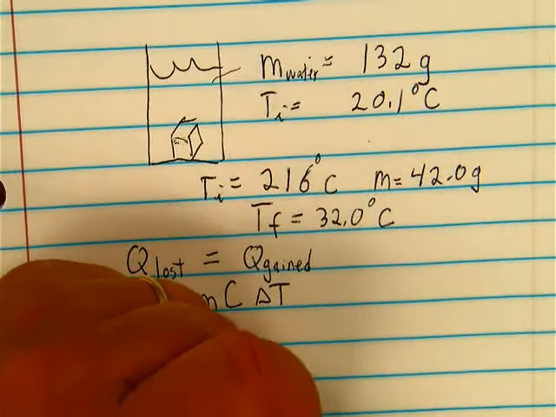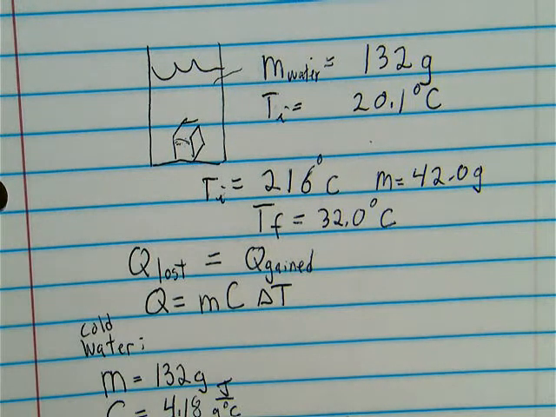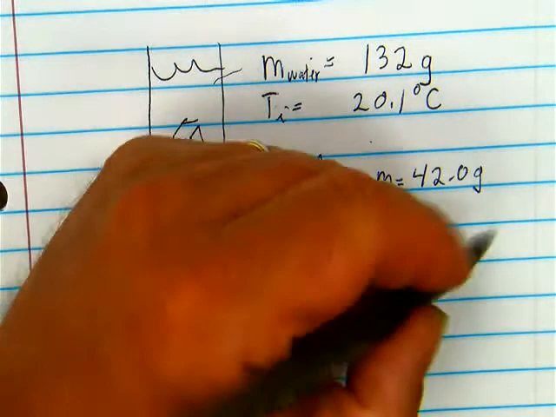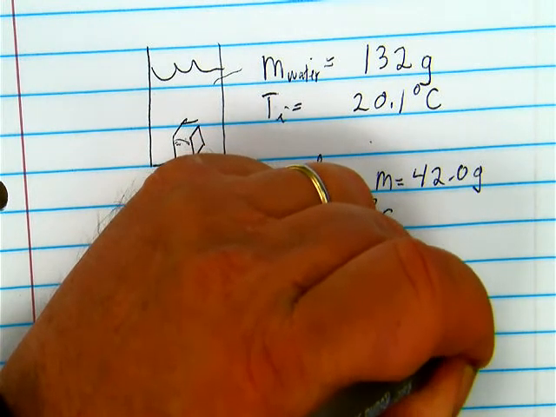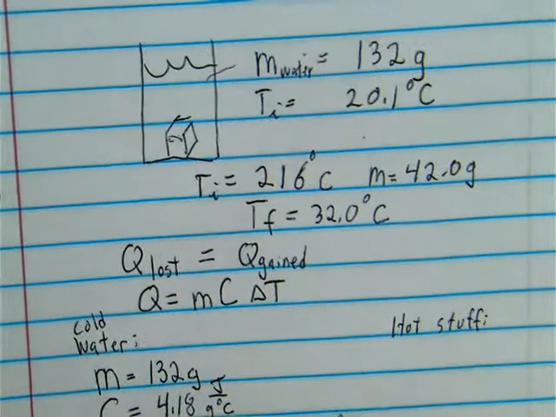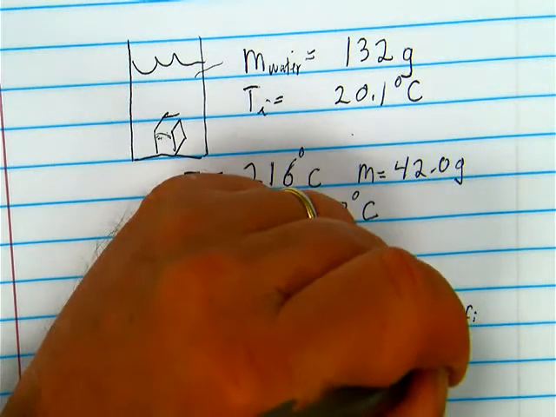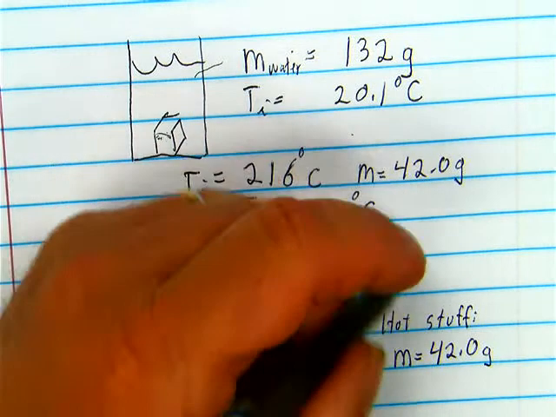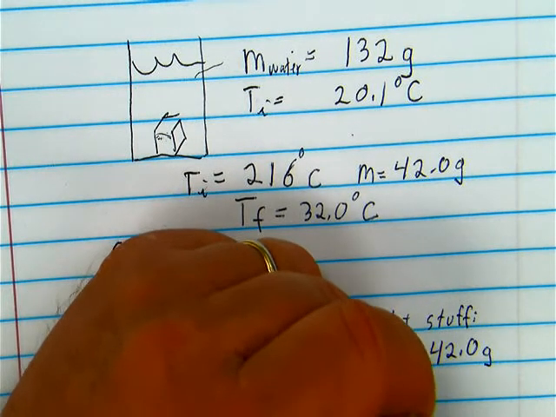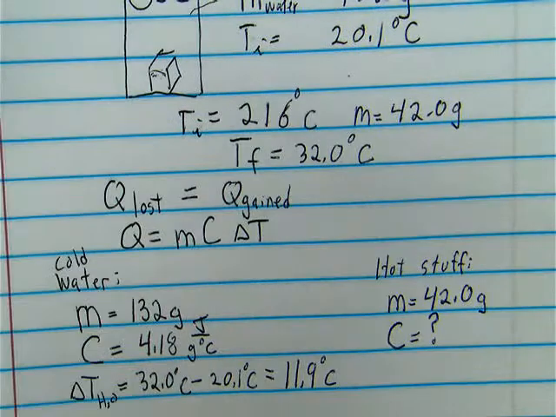11.9 degrees C. Okay, so meanwhile, for the hot stuff, don't know what it is, we can say its mass was 42 grams. The specific heat of it is unknown because we don't know what stuff this is.